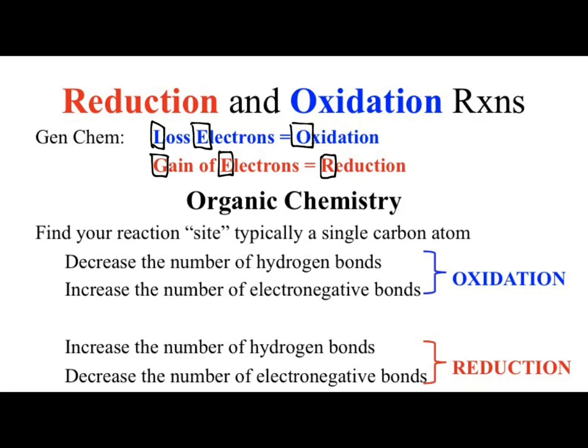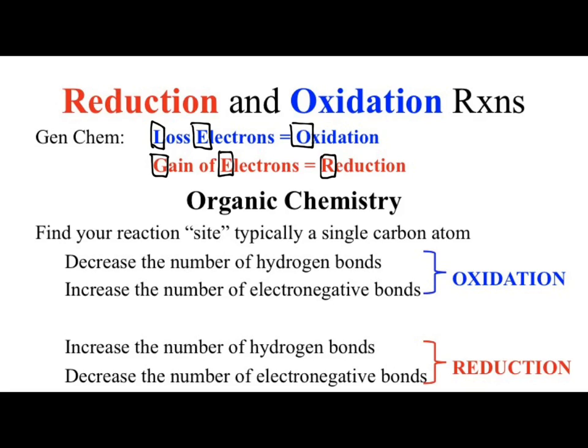So that was Gen Chem. That was nice. We could come up with a nice symbol or term to have it memorized. Unfortunately, organic chemistry is not quite so nice as far as memorization goes. What we've got to do is look at our reactive site. It's typically going to be a single carbon atom, and we look at what happens to it as we go from our reactant to our product. If we decrease the number of hydrogen bonds attached to it, we're looking at an oxidation.